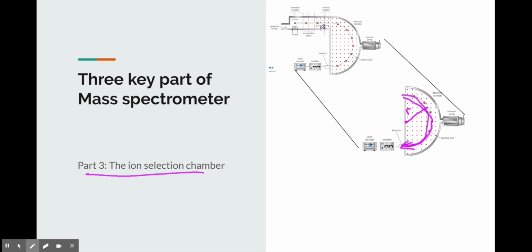Again, if you'll remember, we put an impure sample in here. We accelerated all the particles that were positively charged. They headed this way. Now, the only particles that got through our velocity selector, we know have a similar velocity, but now some of them, because it's an impure sample, some might be heavy, some might be light. And because of that, only certain ones will make this exact path and end up hitting our detector down here. And those are the ones we're interested in. So again, at this point, we know their velocity because they made it through the velocity selector. Now the ion selection chamber is going to do just like it sounds.